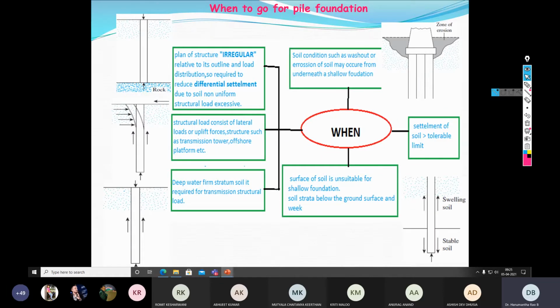what if there is some amount of load that exerts against the direction of the load which gets transmitted? That is called uplift pressure. So usually the presence of water, or water in the dynamic condition, can exert a lot of uplift pressure. So wherever there is a problem of uplift pressure, there we can go for the pile foundation.